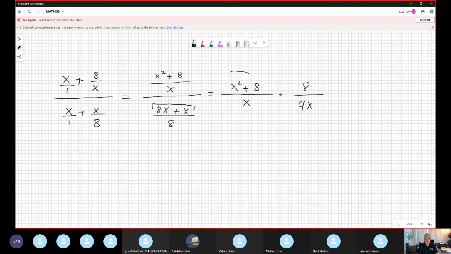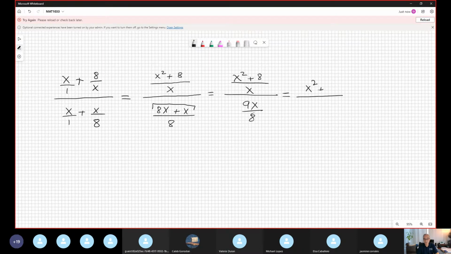This, I copy exactly the same. Copy and paste. And this one, I do too fast because I'm excited. No, you copy x squared plus 8 over x. And now ready to combine, 9x over 8. Now this is the moment to apply the complex principle.